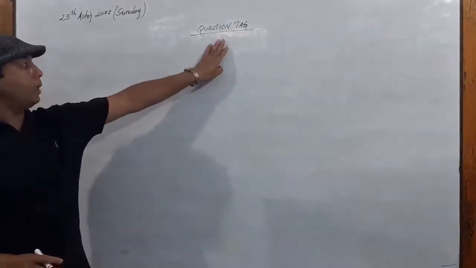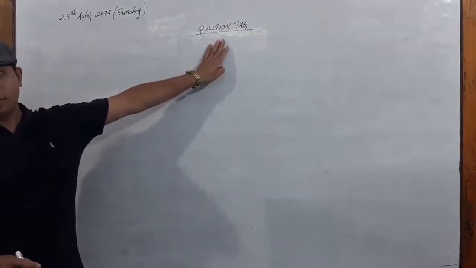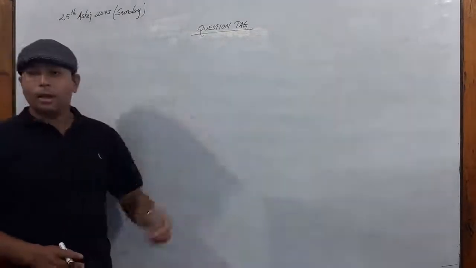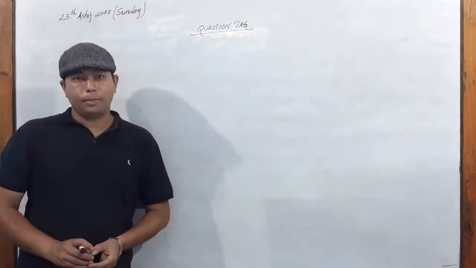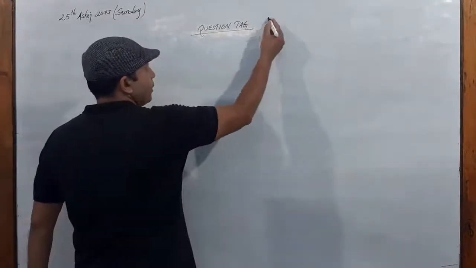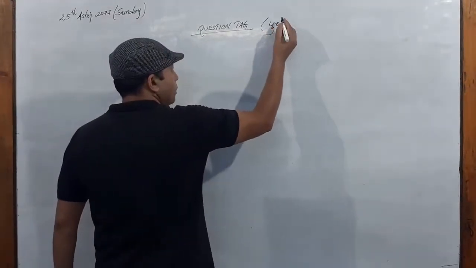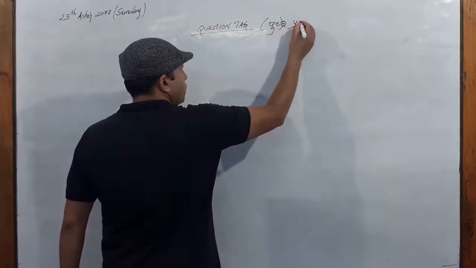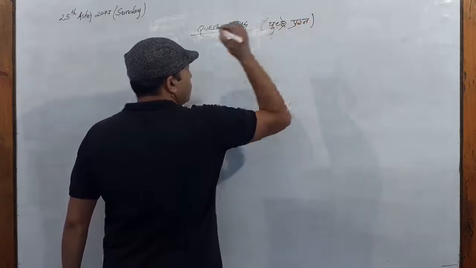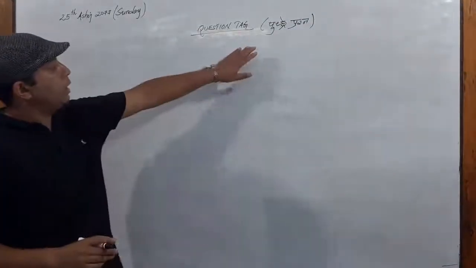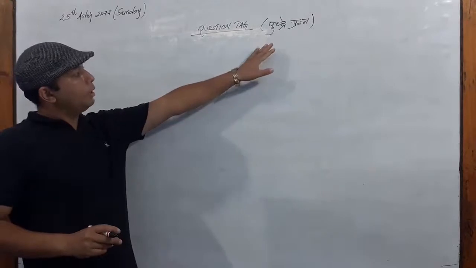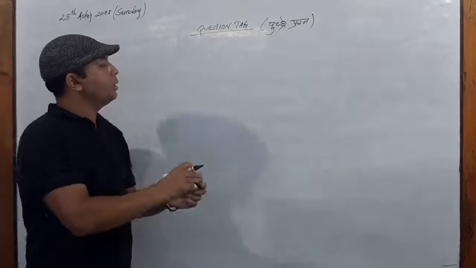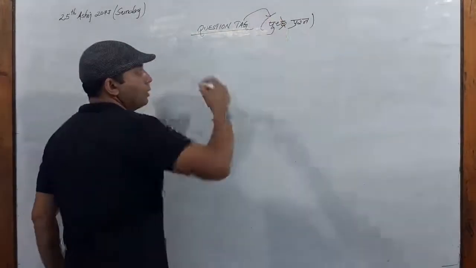Look at the topic. There are two words, question and tag. In Nepali it is called Puchhre Prashna. Why I'm writing Nepali is that due to the word Puchhre, it is related to tag.